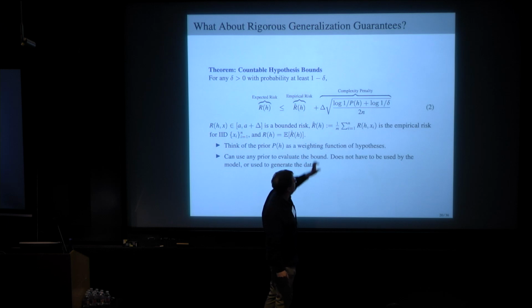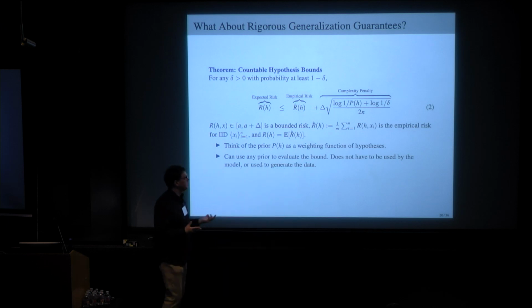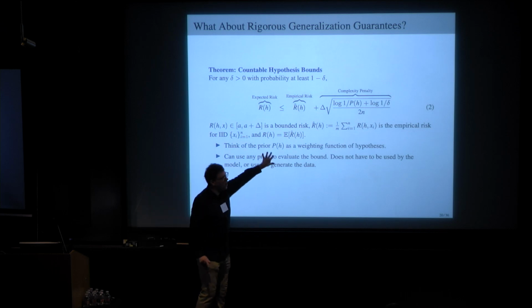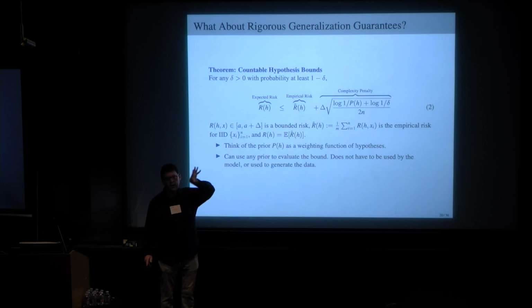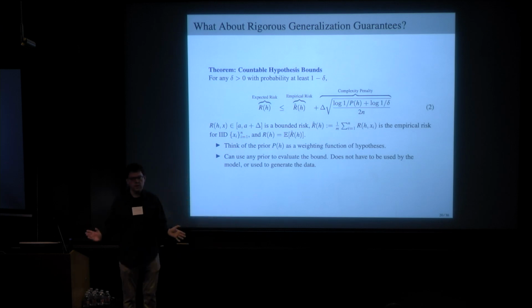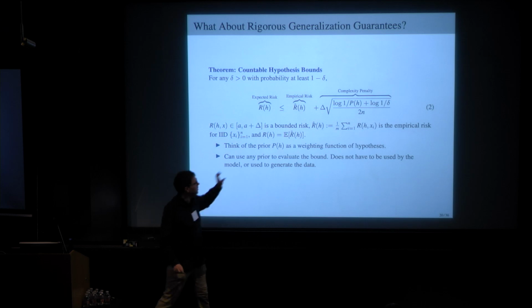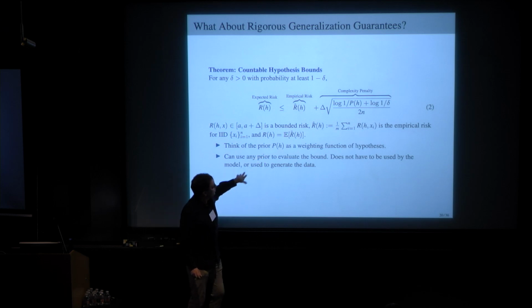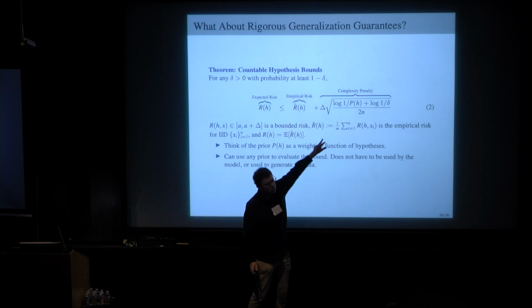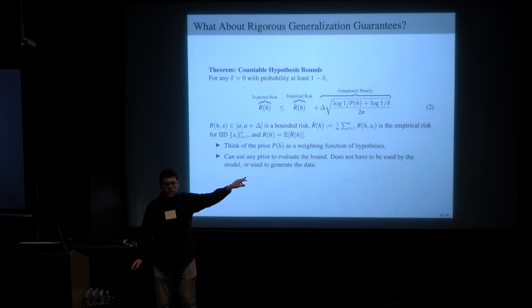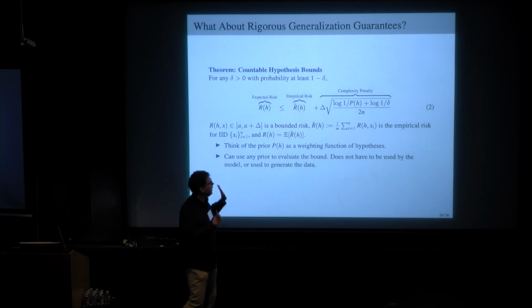This log 1 over p(h) is the log of 1 over some prior density. Now, importantly, this prior is not the prior that is used by the model, implicitly or explicitly. It's just a weighting function that we choose to evaluate the bound. And so if we choose a prior that has low density under the types of solutions the model is finding, it will just provide a very loose bound, and it won't be a good description of how that model is working.